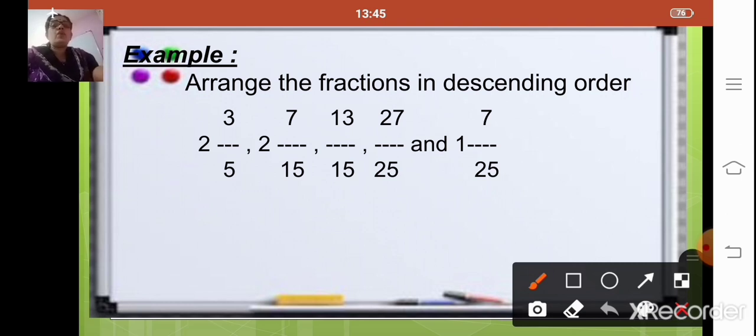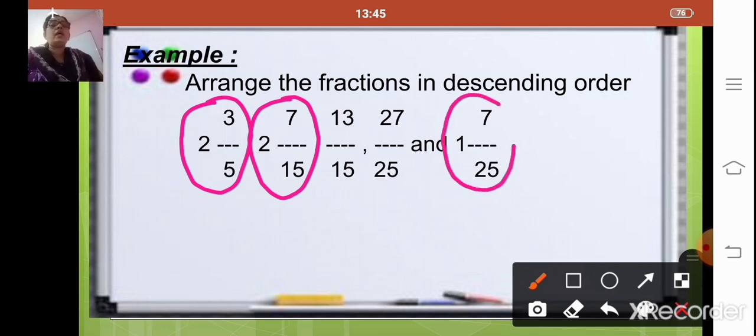So in this case, what you have to do is first take all the mixed fractions and convert them into improper fractions. How do we convert them into improper fractions? By multiplying the denominator with the whole number, plus the numerator, upon the denominator. So first we will convert all the mixed fractions to improper fractions, and then we will make them into like fractions.